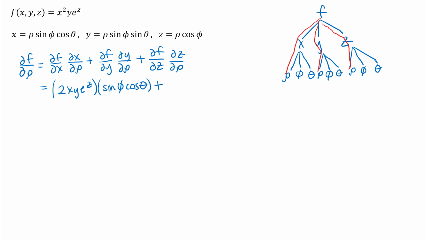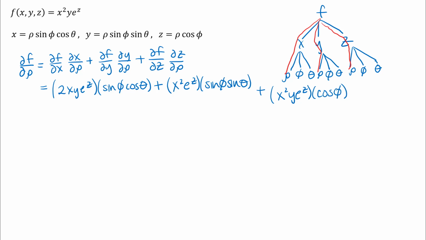Then plus the partial derivative of f with respect to y. I'll have x squared e to the z times the partial derivative of y with respect to rho. So I'll have sine phi sine theta. And then I'm out of space on this row. I'll just squeeze this below. Then the partial derivative of f with respect to z. So that will be x squared y e to the z. And then times the partial derivative of z with respect to rho. So that will be cosine phi.